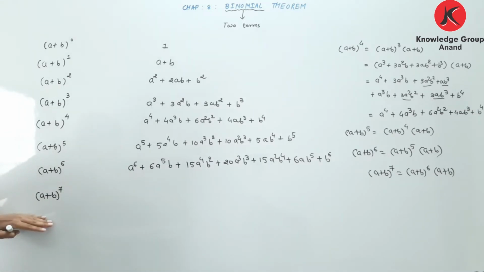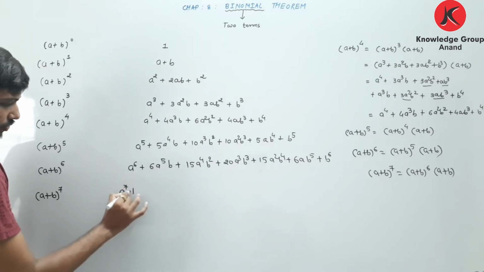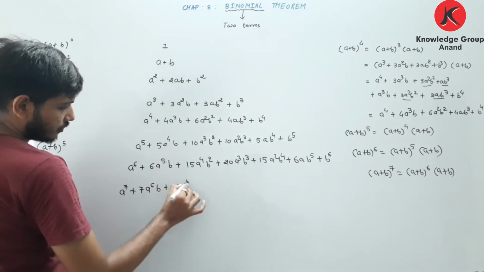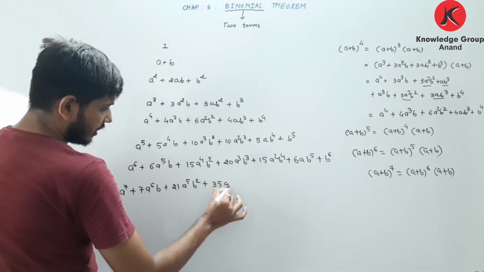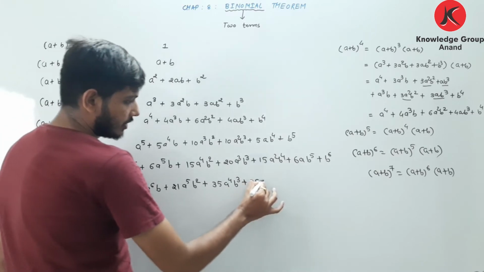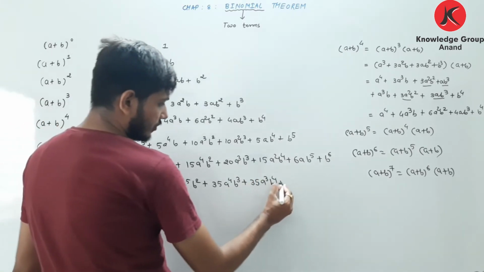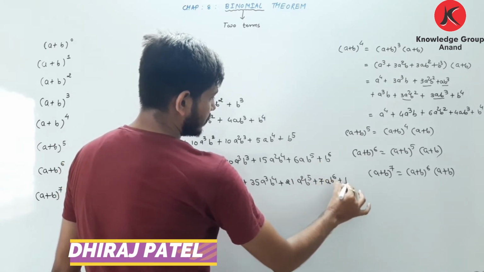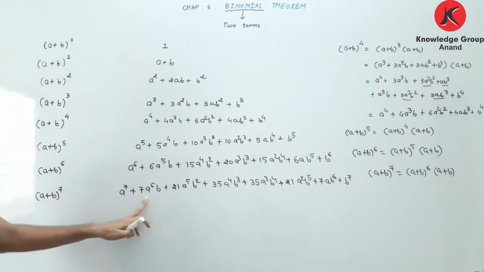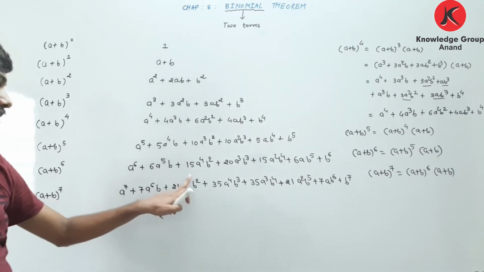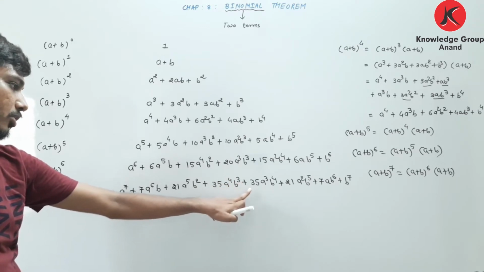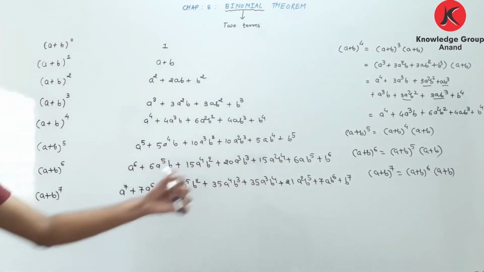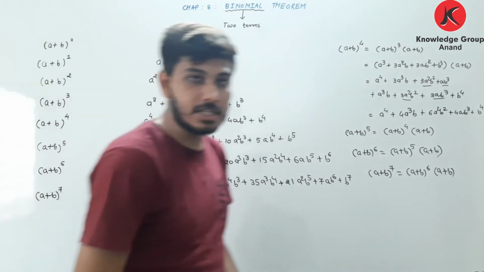Now what is the answer of a plus b whole raised to 7? The answer is a raised to 7 plus 7 a raised to 6 b plus 21 a raised to 5 b square plus 35 a raised to 4 b cube plus 35 a cube b raised to 4 plus 21 a square b raised to 5 plus 7 a b raised to 6 plus b raised to 7. This is your answer of a plus b raised to 7.